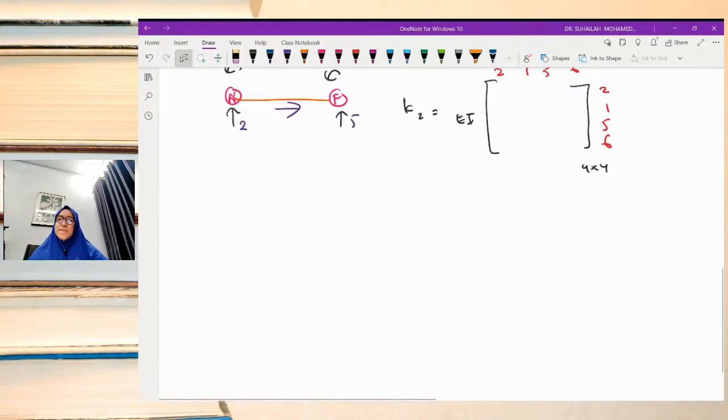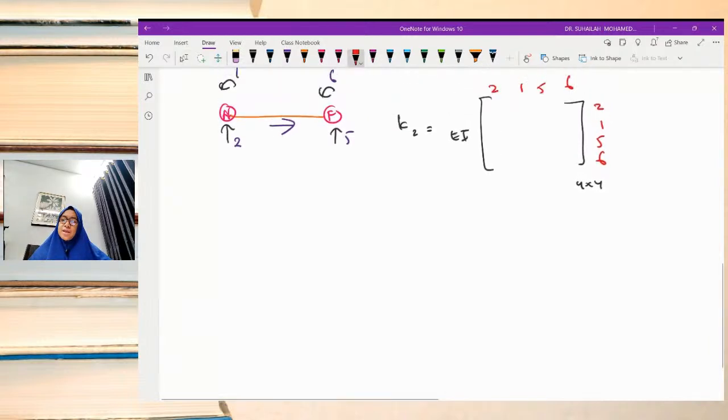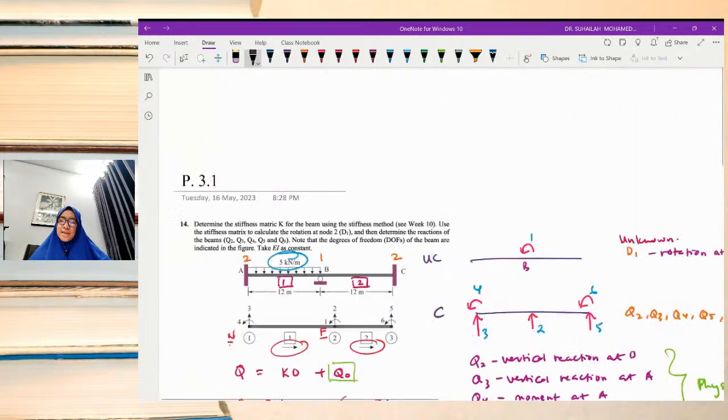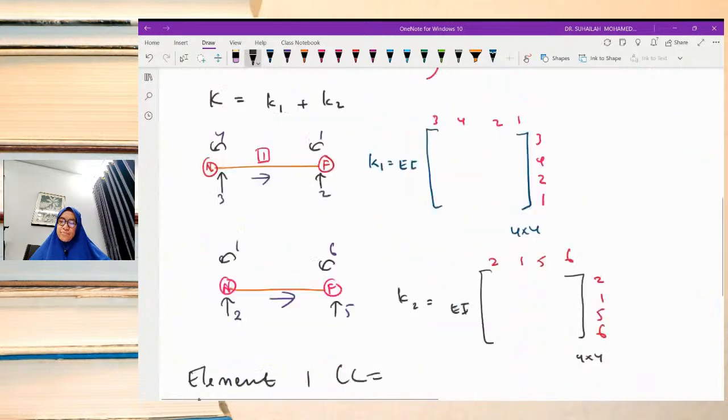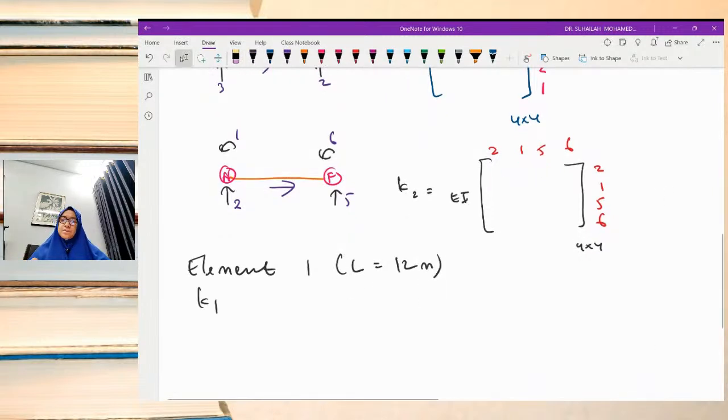Okay, let's do this. So we will start with K1. For K1, for element 1, the length is 12 meter. Okay, element 1 length is 12 meter.